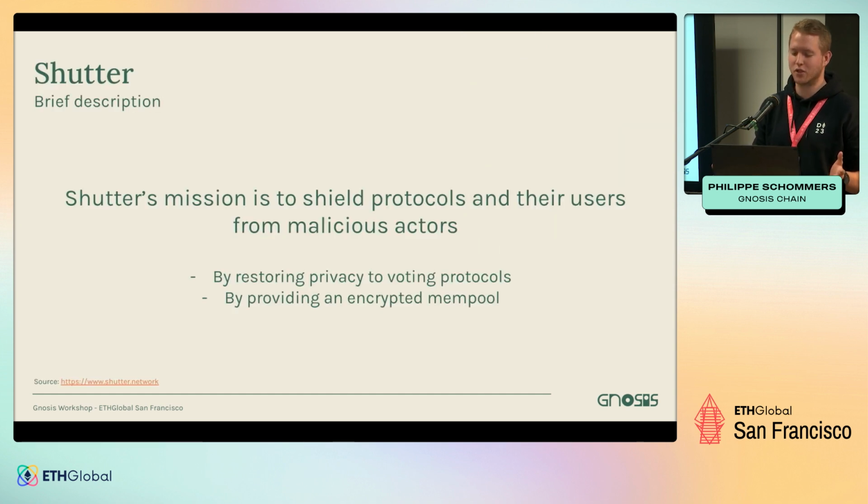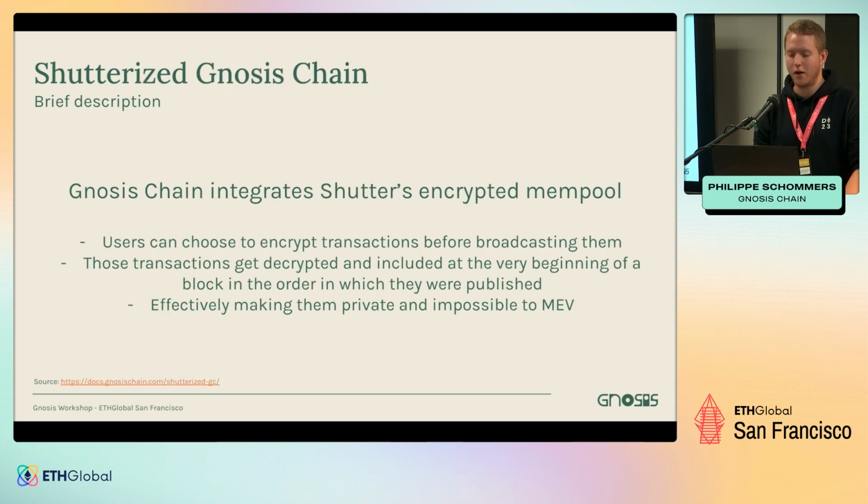And as a brief description, Shutter's mission is to shield protocols and their users from malicious actors. They mostly do this in two different ways: by restoring privacy to voting protocols, for example for Snapshot, so they secure voting on Snapshot, and by providing an encrypted mempool, which is what they are doing with us at Gnosis Chain. So yeah, we integrate the Shutter encrypted mempool.